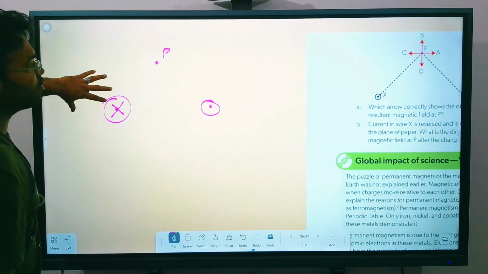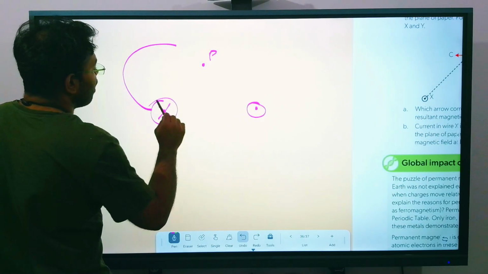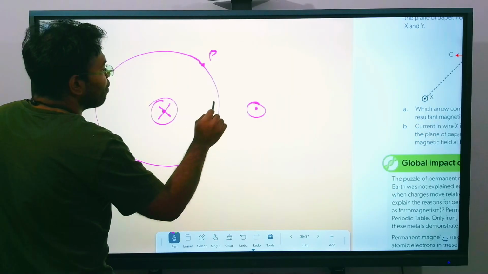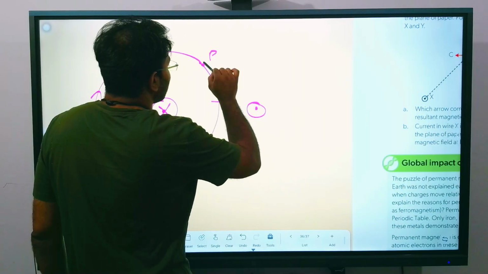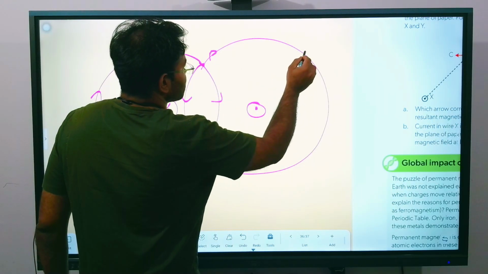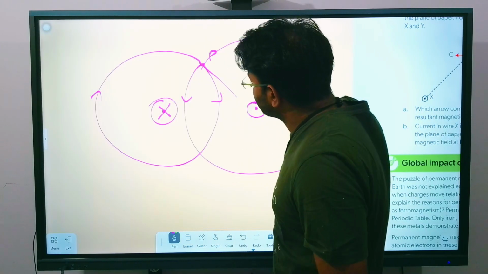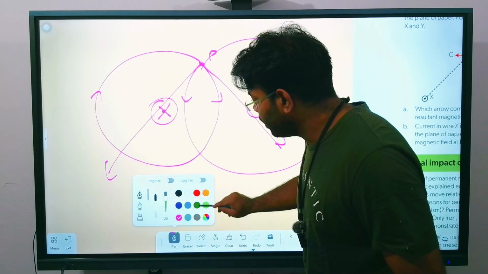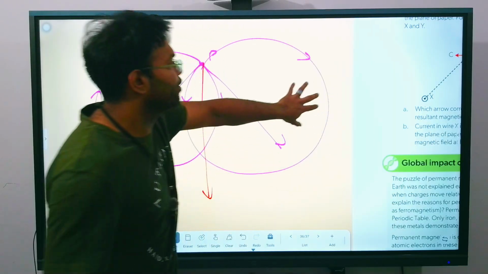Okay. I have changed the direction of current. So basically, due to this one, I'll have a magnetic field like this, but it will be in the clockwise direction. Now, due to this, I will have a magnetic field like this, but in the anti-clockwise direction. Okay, so let's draw two tangents. Due to this, the tangent is like this, and due to this, the tangent is like this. So the resultant will be downwards. Understood? Clear. Next.